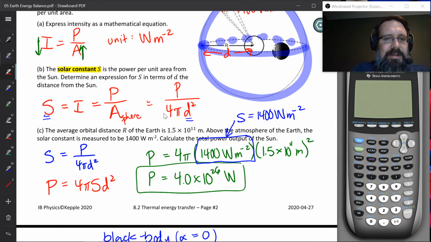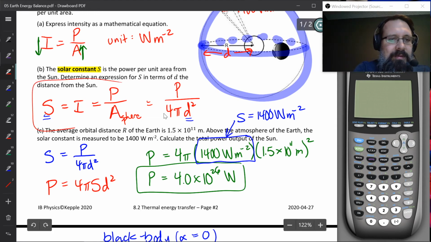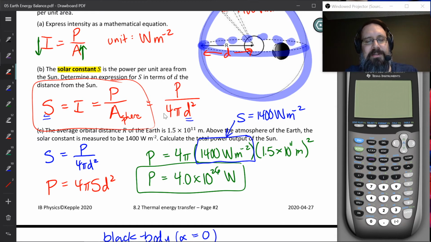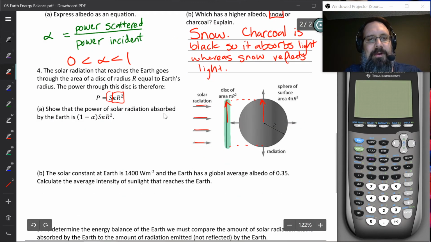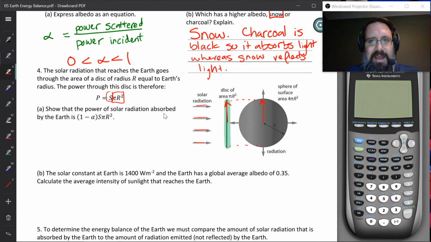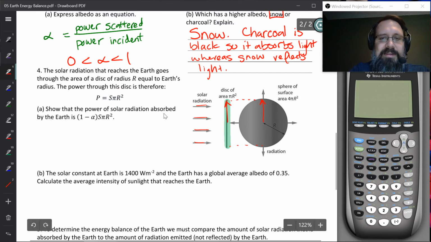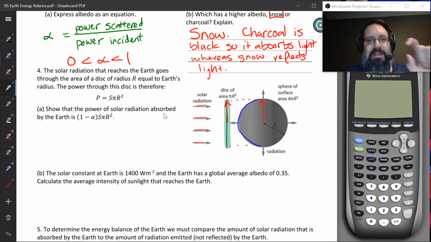So if you solve this part right there for P, you get area times solar constant. So we can say that the power that goes through the disk, the power that's incident on the Earth, is just S, the solar constant, the 1400, times pi r squared, where pi r squared is the area of that disk. Now realize that the actual surface area is going to be different than that. But like I said, we're going to be ignoring the surface effects. We're just looking at the atmosphere.